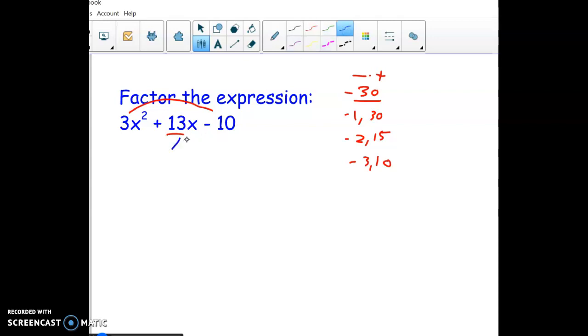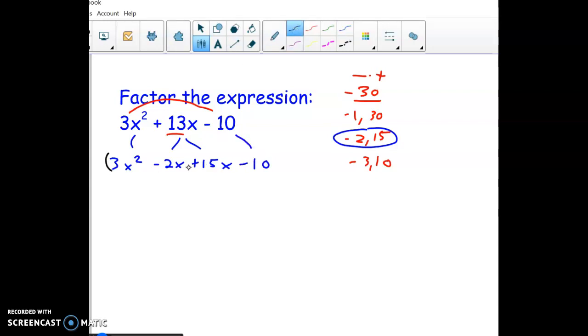So anyways, I'm going to split this positive 13x into these two numbers in any order. So I'll maybe just do negative 2x plus 15x. That is equivalent to positive 13x. Okay, and then I'm going to bring down the 3x squared and the negative 10. Just bring them down.